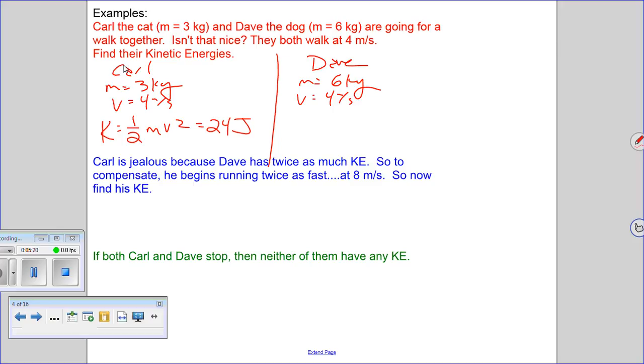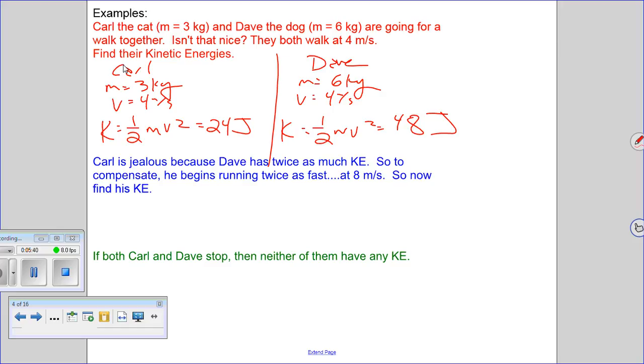Cool. All right, if you repeat the process over here for Dave the dog, your velocity is the same, but you've got double the mass, right? So you're going to get double the energy, right? So it gives you 48 joules.